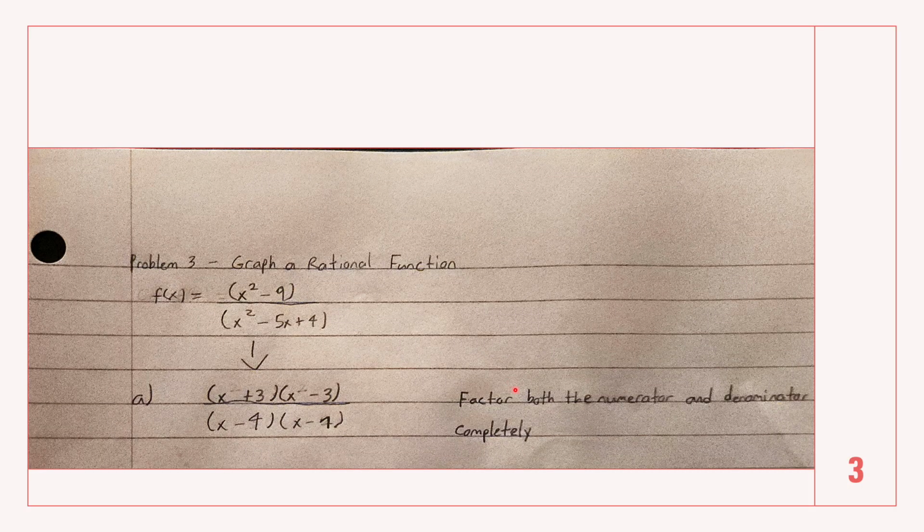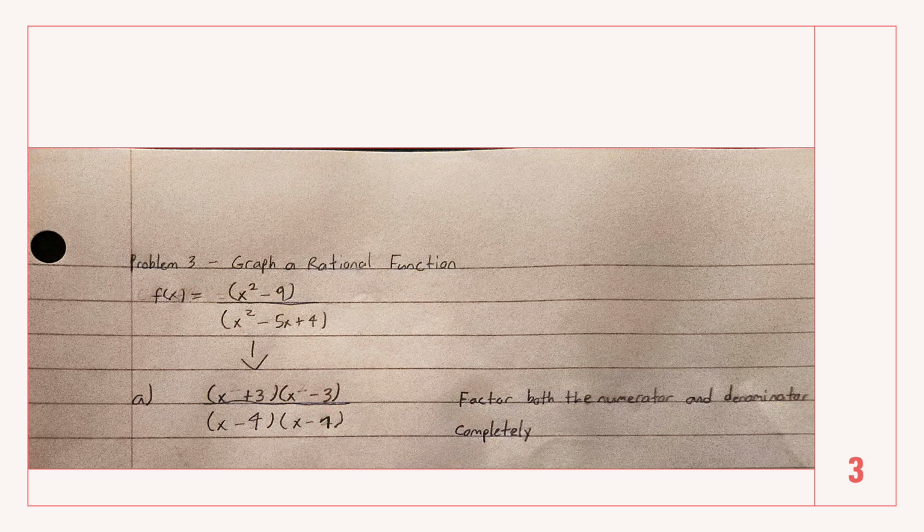First, part A is factoring both the numerator and the denominator completely. Looking at the numerator, since it's a difference of squares, that breaks down into (x plus 3) and (x minus 3). For the denominator, you want to look at the middle term, which is negative 5, to determine where to go from there. Since it's negative 5, you can split the 4 into negative 4 and negative 1, because negative 1 and negative 4 add to negative 5, and negative 4 times negative 1 equals positive 4.